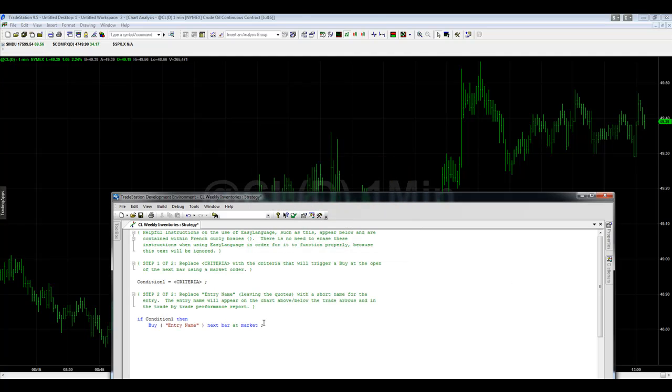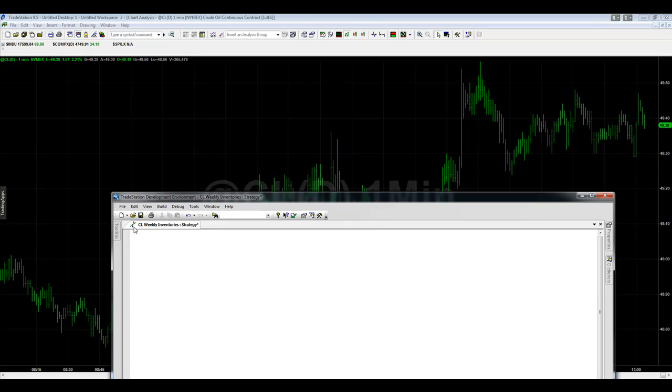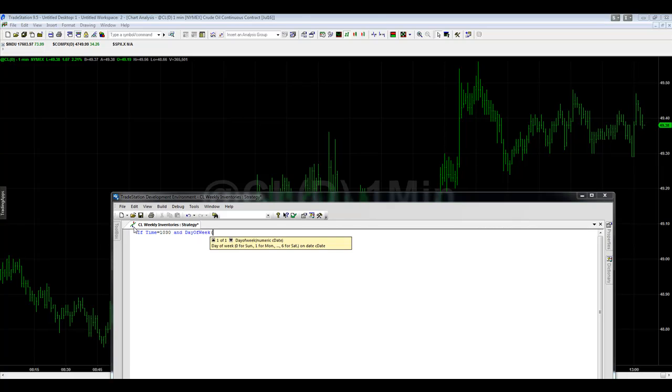And so you get the generic code that comes with it. I'm going to delete that. And I'm going to start out by saying if the time is equal to 10:30. This is very basic. You can go back and make things inputs later, but I'm just going to make it like this for now to make it quick. Day of week of date is the day of the week. Wednesday is 3. Tuesday would be 2. Monday would be 1. Sunday is actually 0.